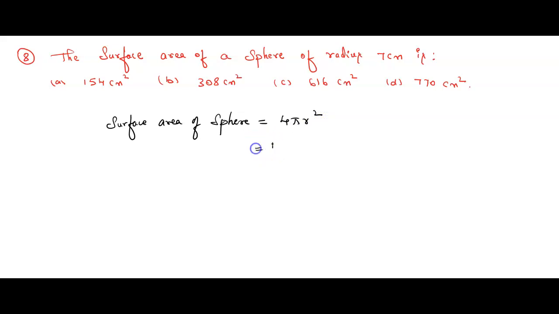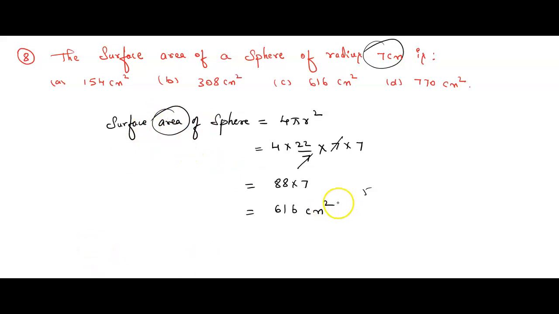Correct? Now here 4 into pi is 22 by 7. Radius is 7 cm, that is 7 square. 7 square means we write 7 into 7. So this 7 gets cancelled. 4 into 22 is 88 into 7. 7 8s are 56. 56 plus 5, 61. That is 616. Since it is area, we should write square. If it is volume, cube. Only length, breadth, height means centimeter. So what is the answer? 616 centimeter square. So question number 8, option C, 616 centimeter square is the correct answer.